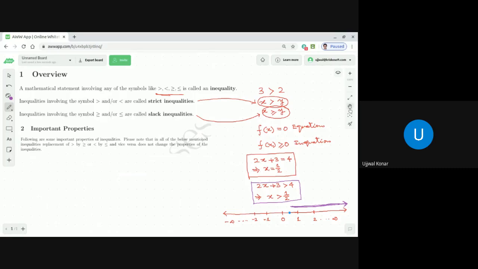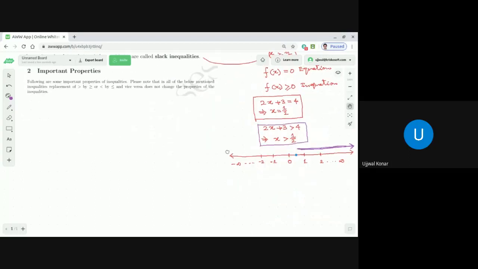The next statement I'm not explaining right now. Let me first bring some properties, then I'll explain.